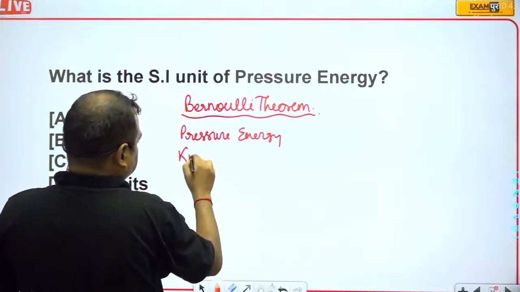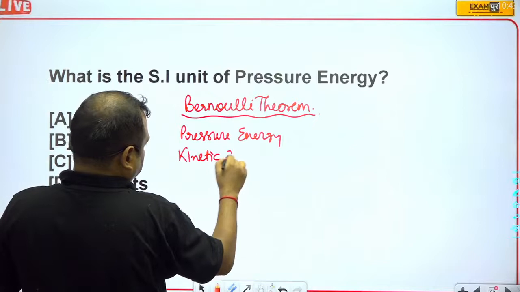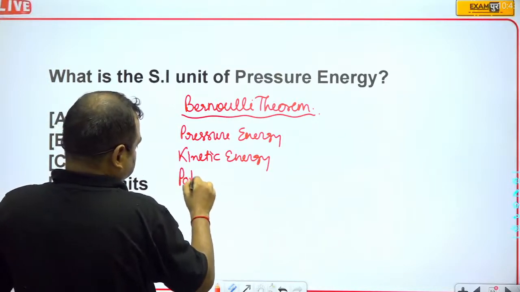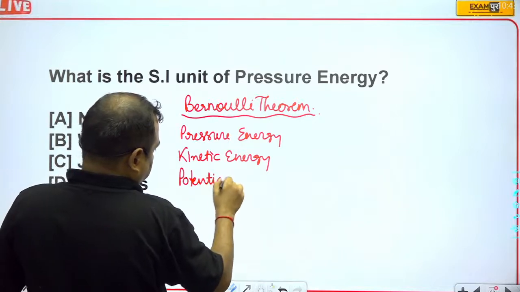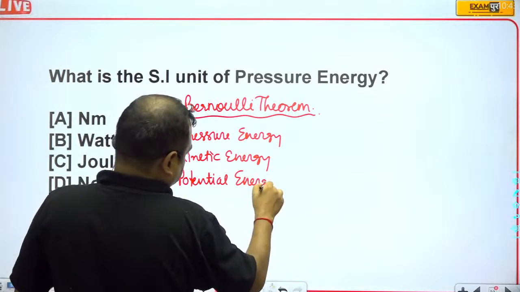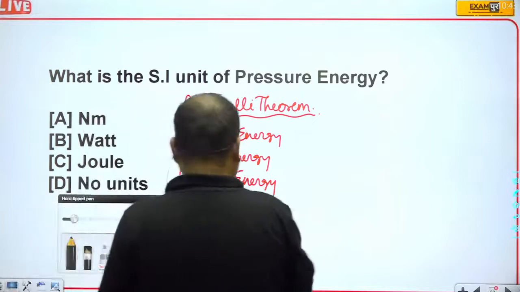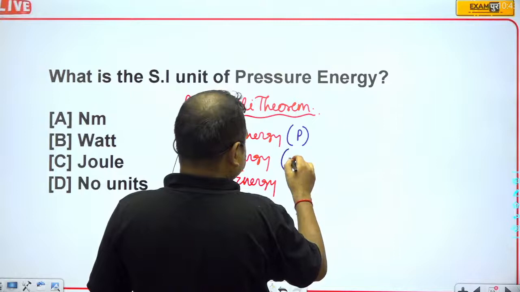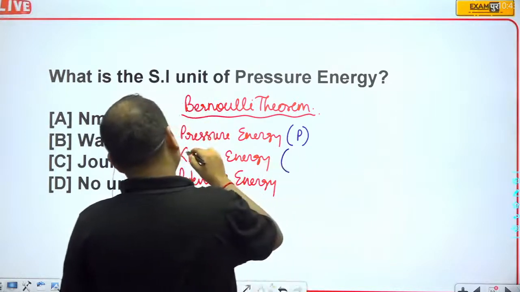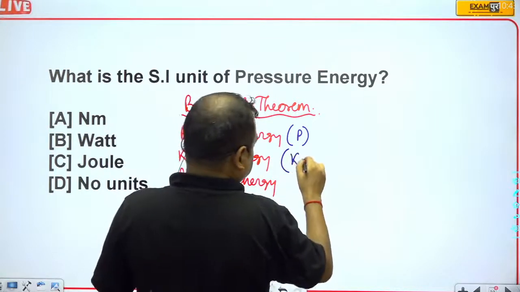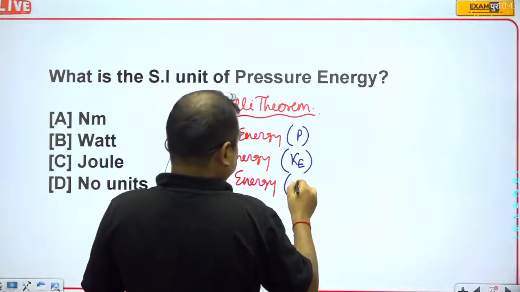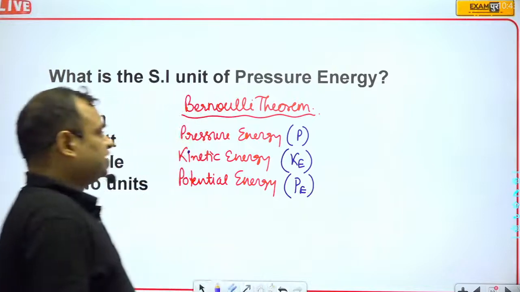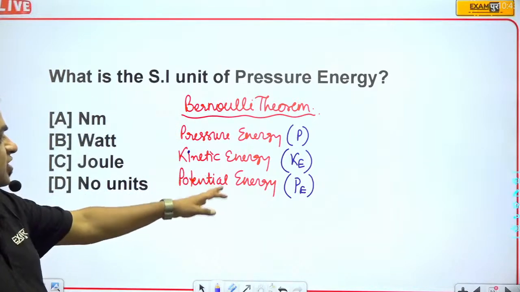Okay, number two, kinetic energy, and number three is potential energy. Pressure energy is P, kinetic energy is Ke, and potential energy is Pe.